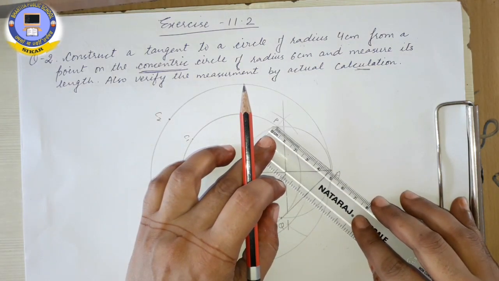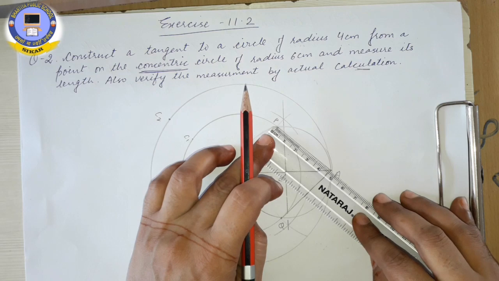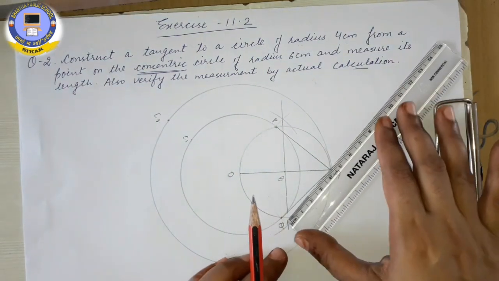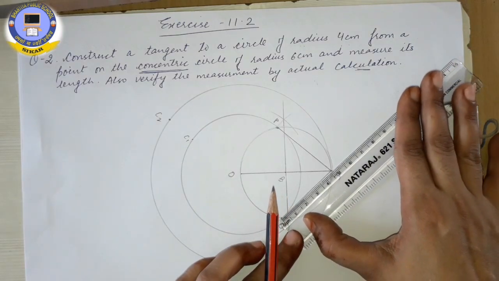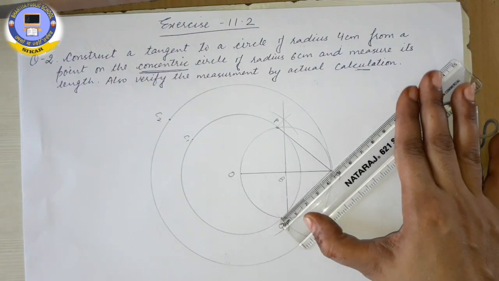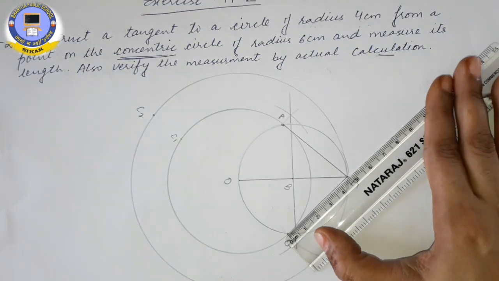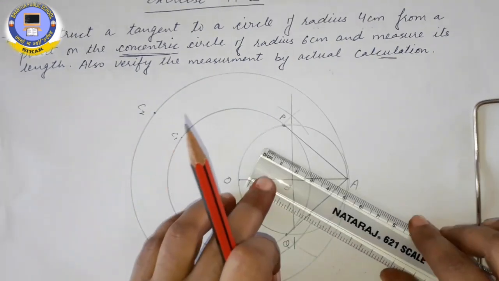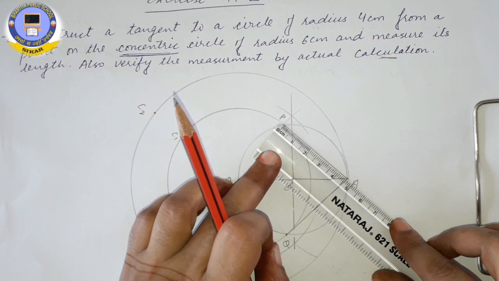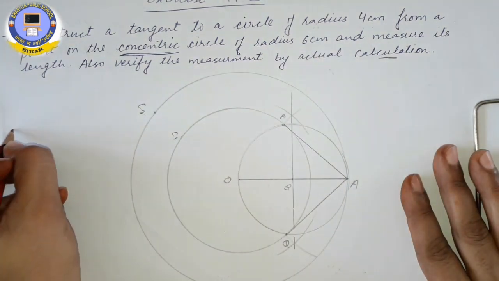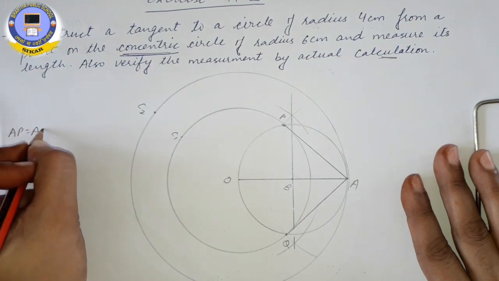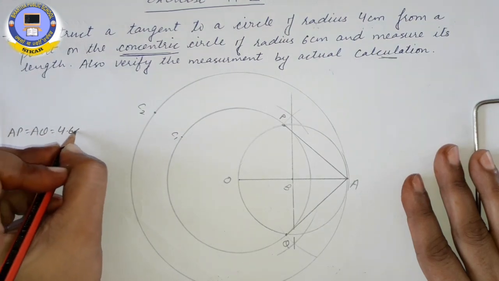AP is equal to 4.6 centimeter approximately and AQ is also 4.6 centimeter. Both the tangents are equal. AQ is equal to 4.6 centimeter and AP is also equal to 4.6 centimeter. So by measurement AP equals AQ equals 4.6 centimeter.